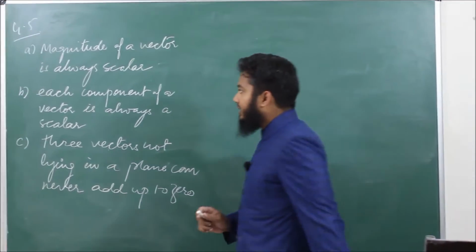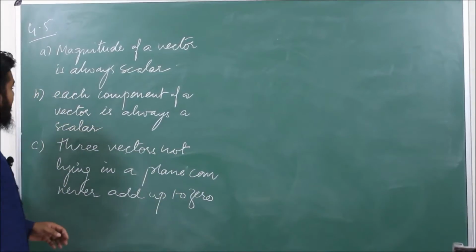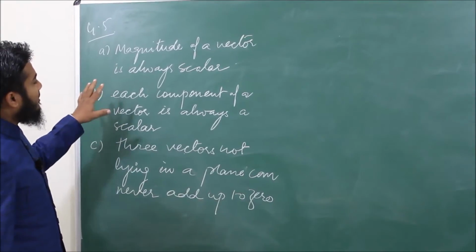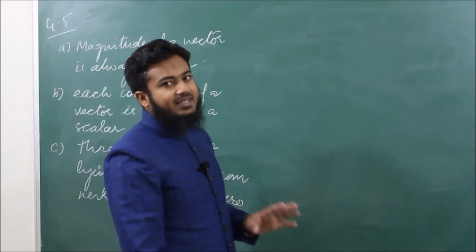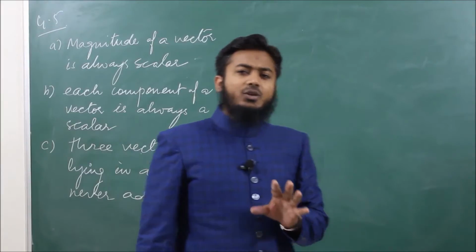Now let's take this one. The first statement says the magnitude of a vector is always a scalar. Now what is the magnitude of a vector?